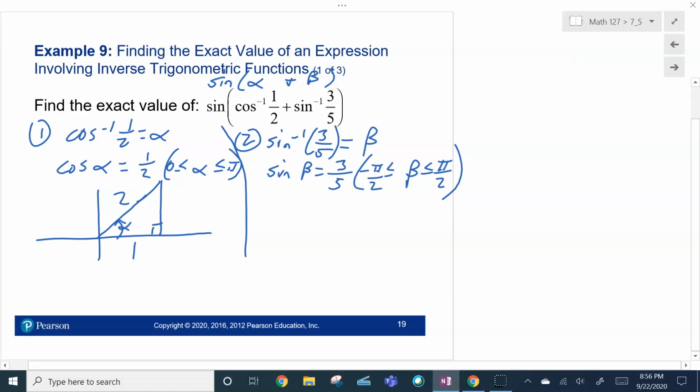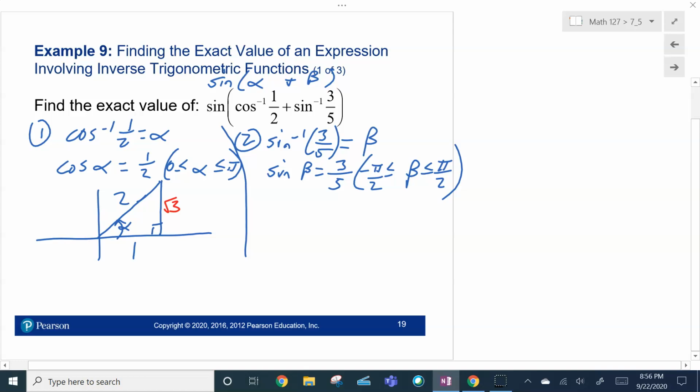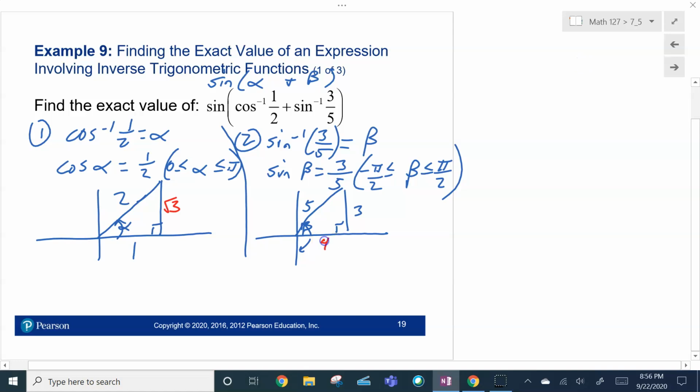So 1 squared plus b squared equals 2 squared. Solve for that. Gives you root 3. Over here on my beta, I say this is between negative pi halves and pi halves, and my sine's positive, right? It's between here or here, but my sine's positive, so beta's got to be up here. Sine is opposite over hypotenuse. Solve for the remaining side. A squared plus b squared equals c squared, so that's got to be 4.